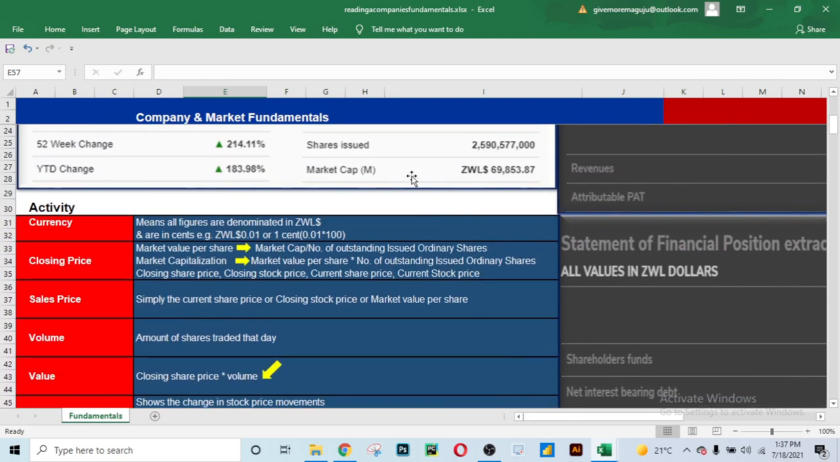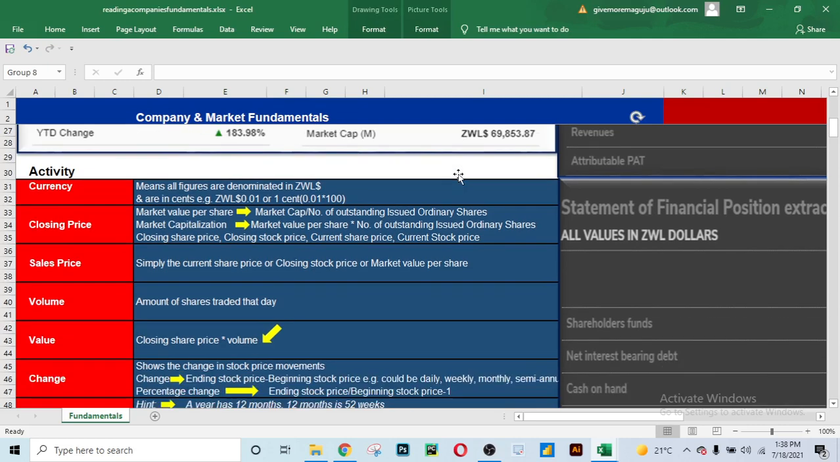Here we're seeing the market cap. The market cap is 69,853.87. These are millions. And we also have the issued share capital here in this section. Don't look anywhere else, just look here, at the shares issued and market cap. So let's write this number down.